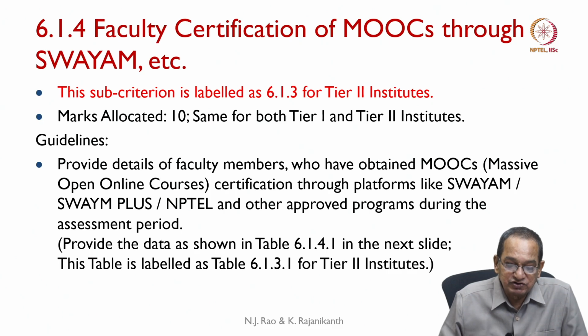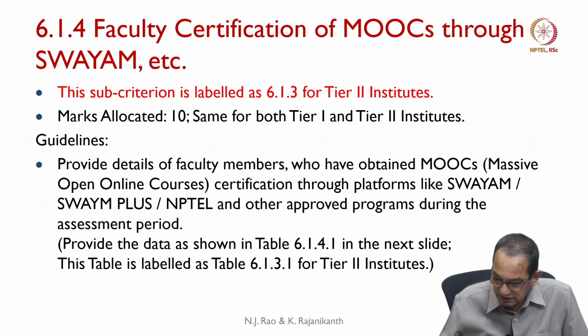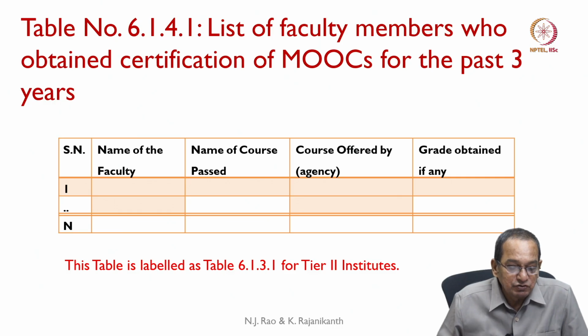So if something like Coursera is approved, then yes, if a faculty member does a course from that and gets certified, that is also counted. So provide the data, and of course the table is numbered differently, but it is the same data, and based on that data the evaluation is done. So: name of the faculty, name of the course passed, and the course offered by, who has offered that course. Then if a grade is finally awarded, you can mention that. If there is no grade, if it is only a pass certificate kind of thing, then that column will not have relevance.